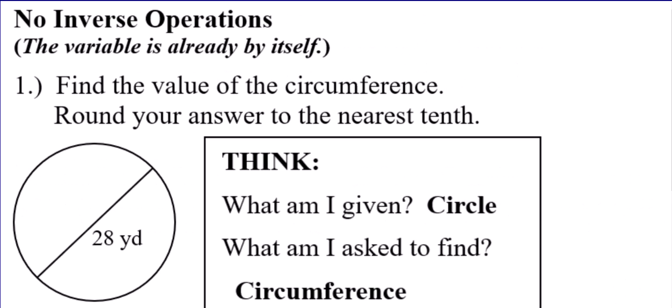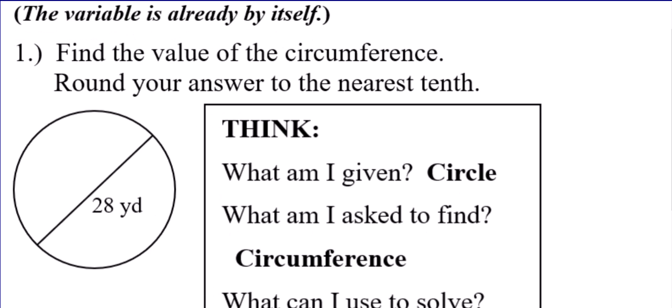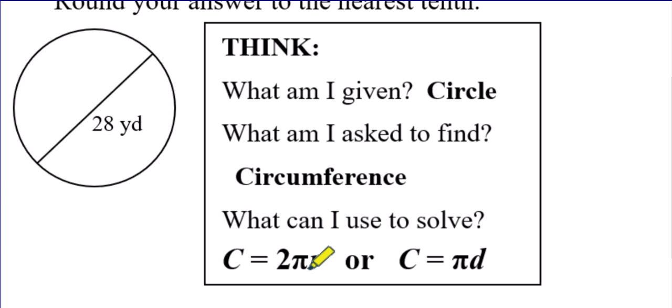Now, this is a traditional one, so I pretty much did almost everything for you. It says, find the value of the circumference, round your answer to the nearest tenth. So, you can see here we have a circle. So, what am I given? Given a circle. What are we asked to find? Well, we were told right up here to find the circumference, so that is what we are asked to find. How do I do that? Well, if you go to your Pennsylvania formula sheet, you will see that the circumference equals 2 times pi times radius.